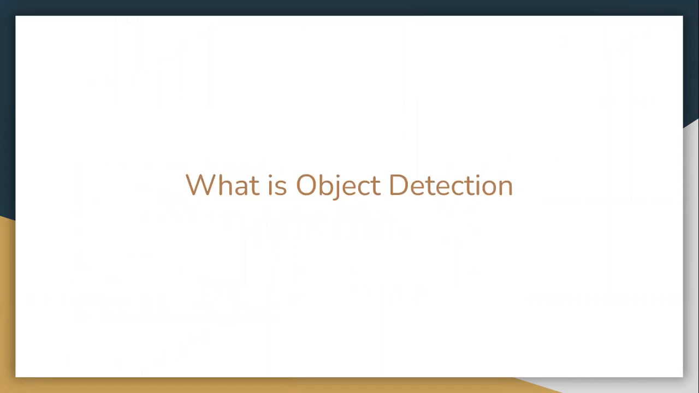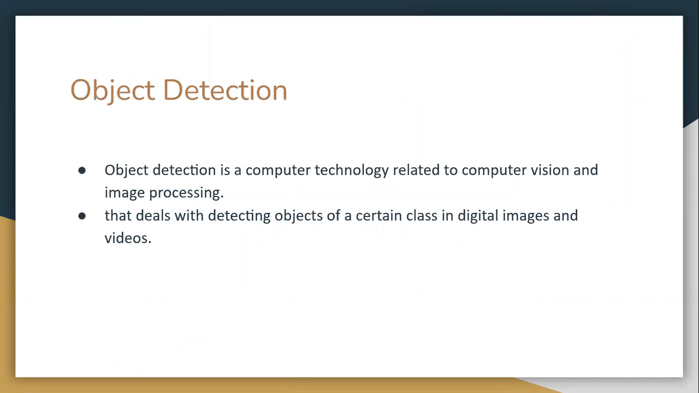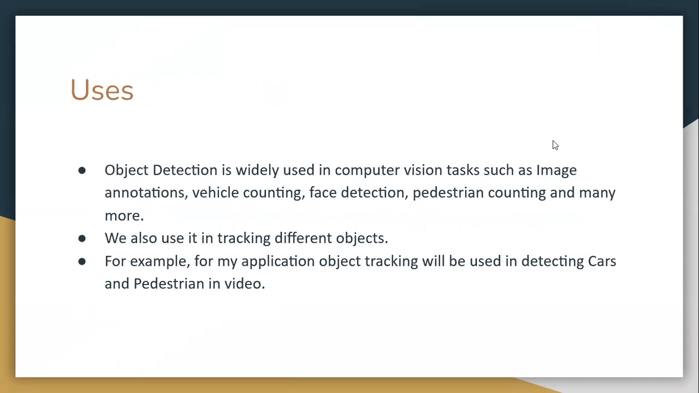Now, what is object detection? Object detection is a computer technology related to computer vision and image processing that deals with detecting objects of certain classes in digital images and videos. What are the uses? Object detection is widely used in computer vision tasks such as image annotations, vehicle counting, facial detection, pedestrian counting, and many more.